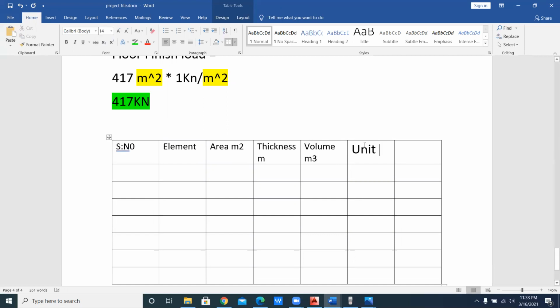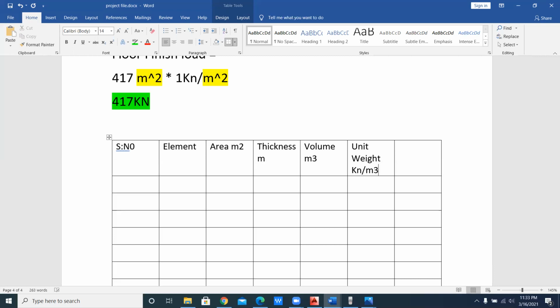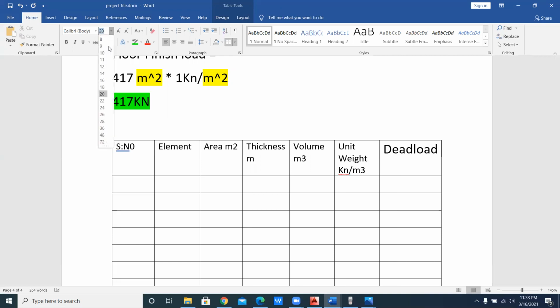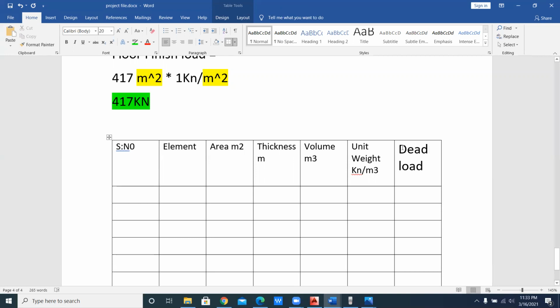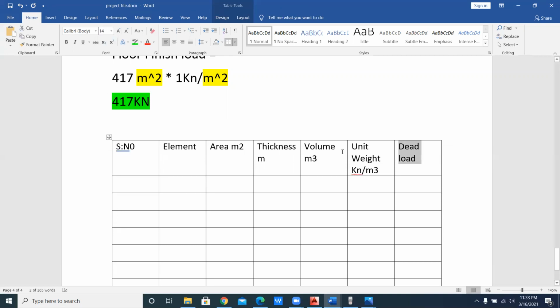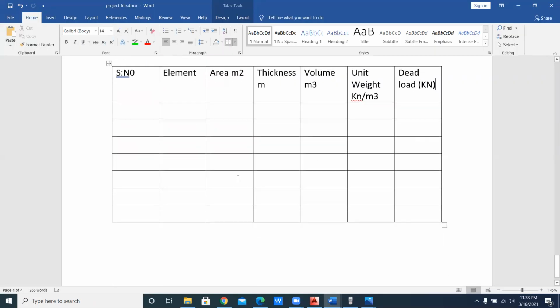Unit weight. Okay, how much unit weight? That is kilonewton per meter cube. And what is basically last is weight in kilonewton. Okay, you can say that dead load. That is dead load, and you can say that kilonewton. So this is basically the load, what we have to calculate here.